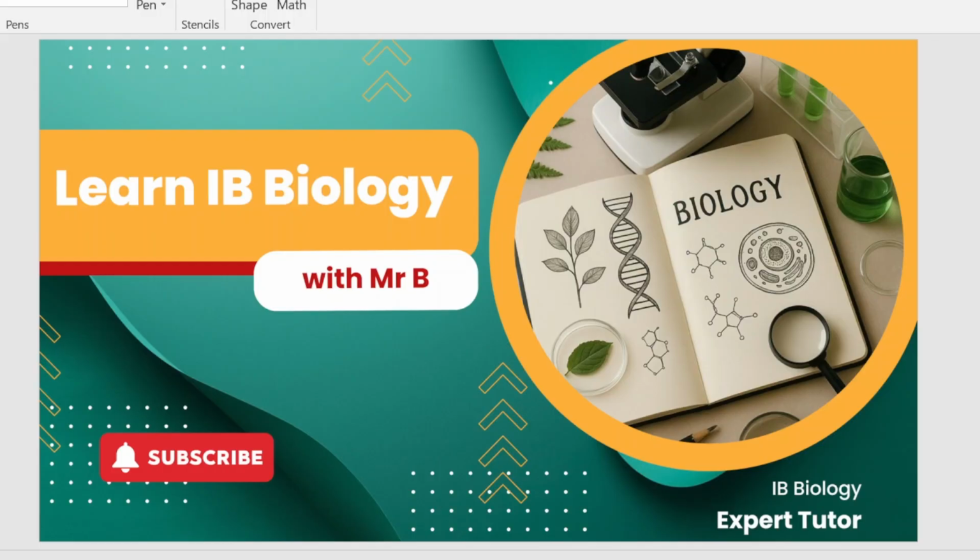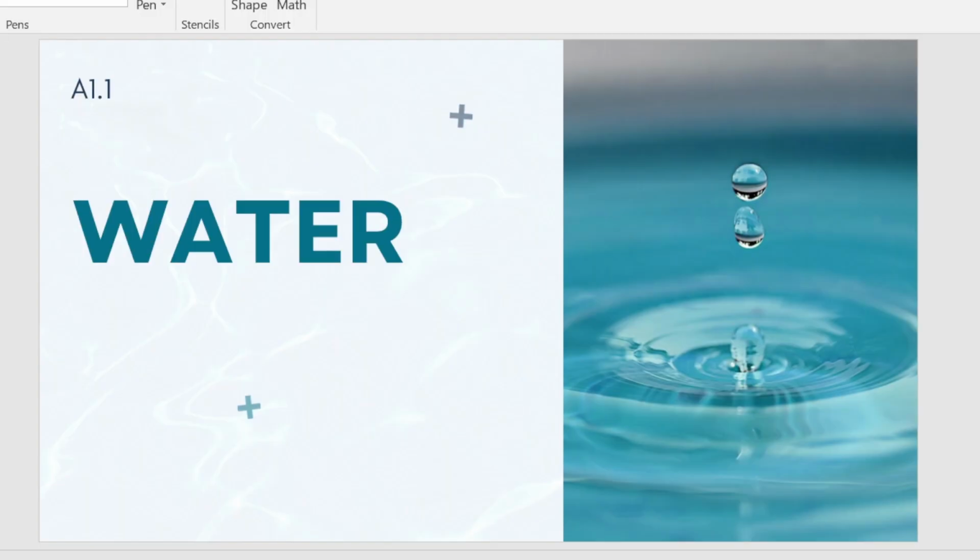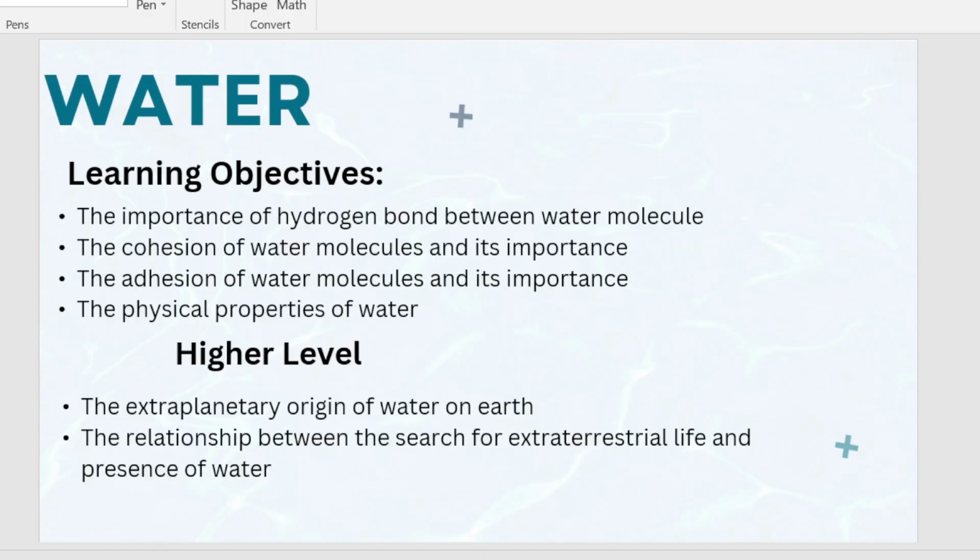So let's get to what we have to do. Today we are looking at water, which is the first topic of the current IBDP biology. All right, and what are the learning objectives? We're going to be looking at the importance of hydrogen bond between water, the cohesion of water molecules and its importance, the adhesion of water and its importance, and the physical properties of water. Then we'll look at the HL content.